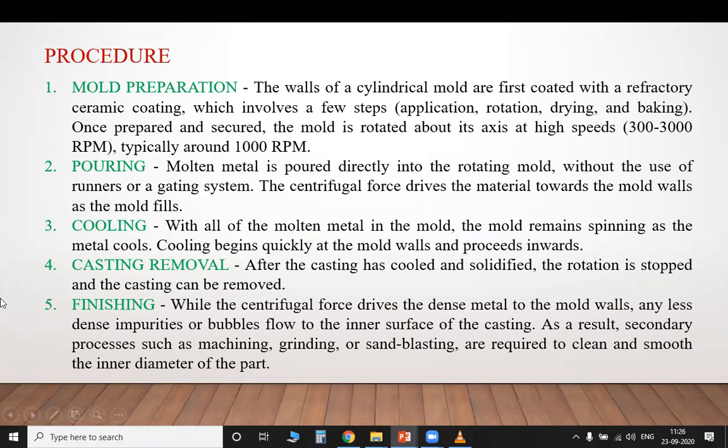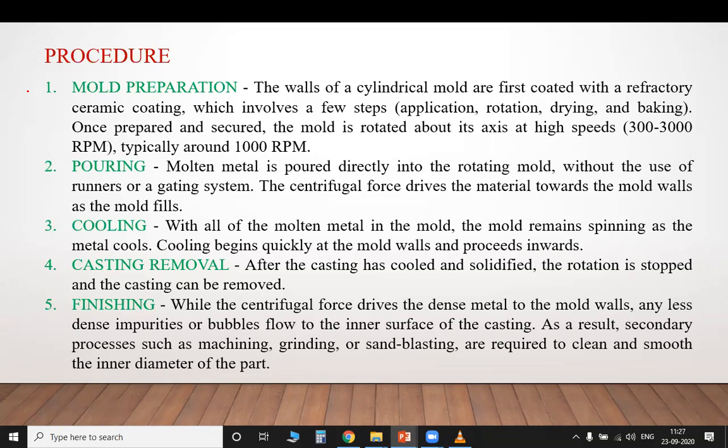So I had told you, firstly, the walls of the cylindrical mold must be coated, which involves a few steps: the application, rotation, drying and baking. After it is coated, what are the steps involved? Once prepared and secured, the mold is rotated about its axis at high speeds. The speed is 300 to 3000 rpm, typically around 1000 rpm. So the first one is the mold preparation.